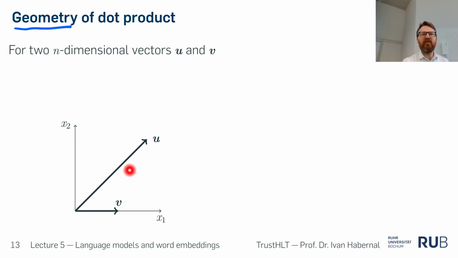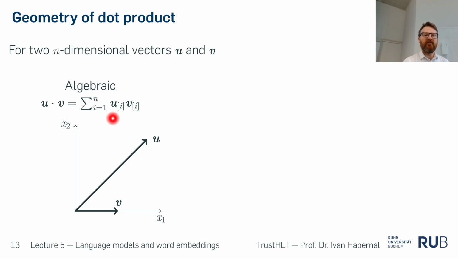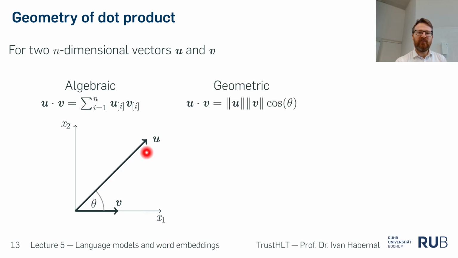And now the dot product is this thing. You take each dimension, so now it's 2, and you multiply the coordinates for each of the dimensions, sum them up, and you get the dot product. So this is the algebraic formula. Now look at this as a triangle. If you look at this as a triangle, you can start thinking about the geometry of this dot product, what it really means. So it also has a geometric meaning.